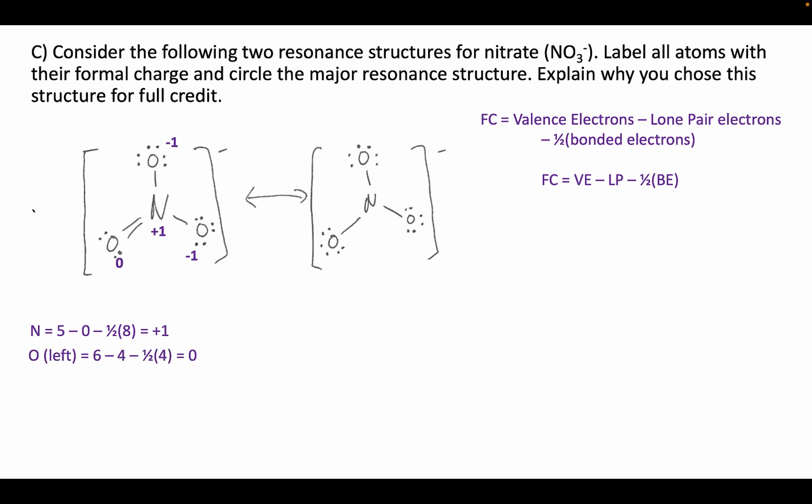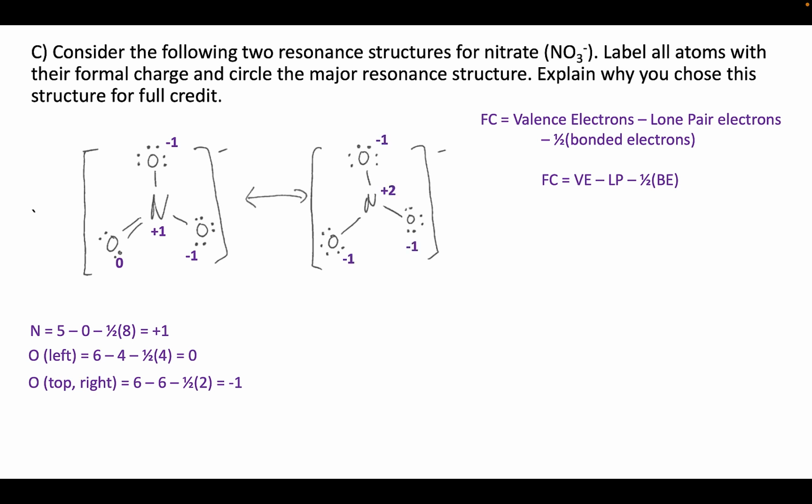The oxygen on the left bottom is going to have 0 formal charge based on the 6 valence electrons it starts with, minus the 4 lone pair electrons it still has, and then 1/2 of the 4 bonded electrons that are bonding with the oxygen. And the top and right oxygens are going to have a -1 formal charge that's calculated very similarly to how we talked about before. And these are the formal charges on the left nitrate.